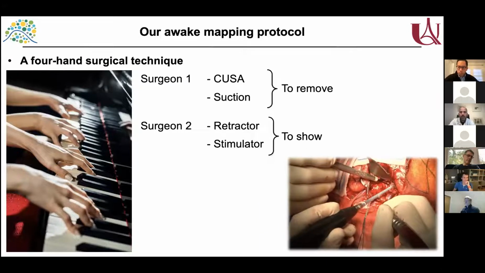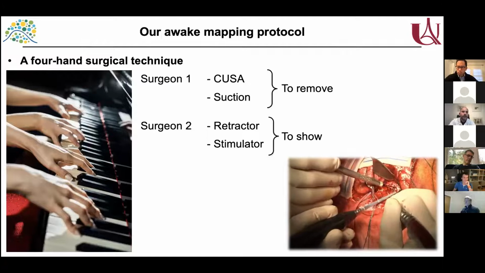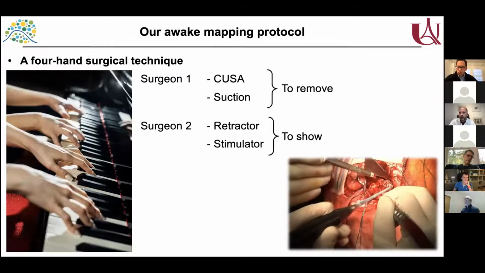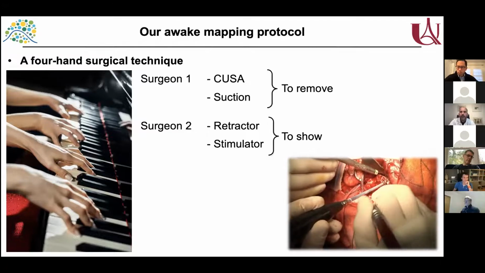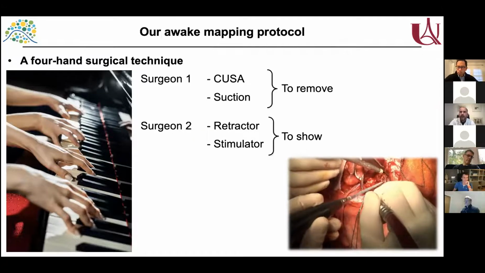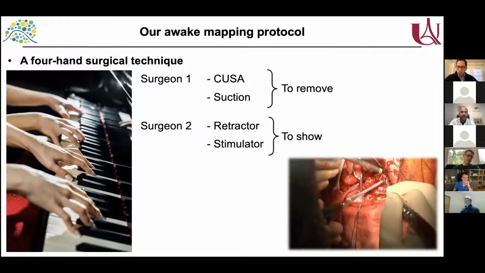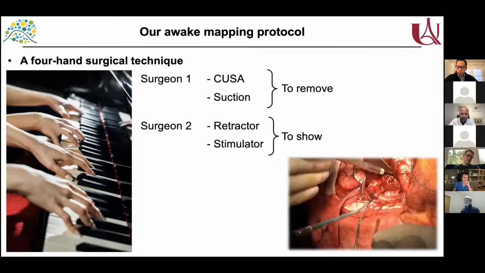The second neurosurgeon is in charge of the anatomy with the retractor and stimulator. This is the way we perform awake surgeries with permanent direct electrical stimulation throughout resection to maximize the function mapping. This is very convenient, and in fact, the only difficulty is that you have to be in perfect agreement with your colleague, trust each other, and know each other.